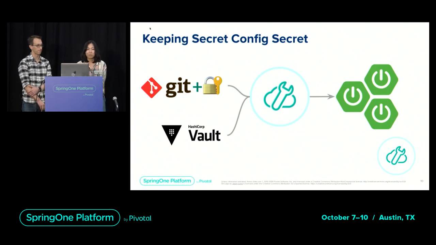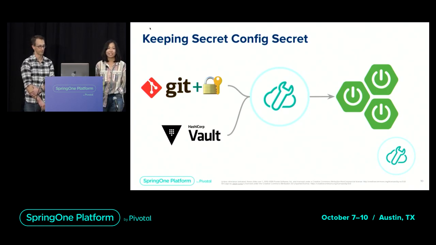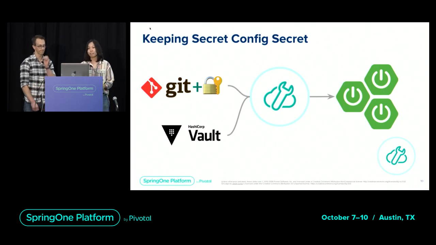Git is great for most configuration, but it's hard to use it to store sensitive data securely. It's possible to store encrypted configuration in Git. You could provide Config Server with a key in the previous version of SCS, and then that was used to decrypt the values from Git for clients to consume. But you had to do all the encryptions manually yourself.